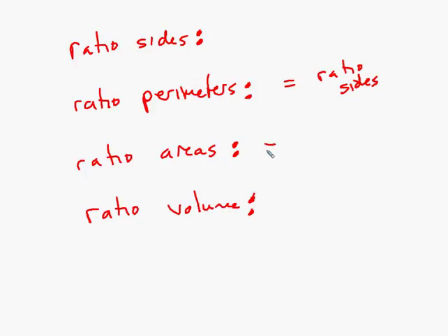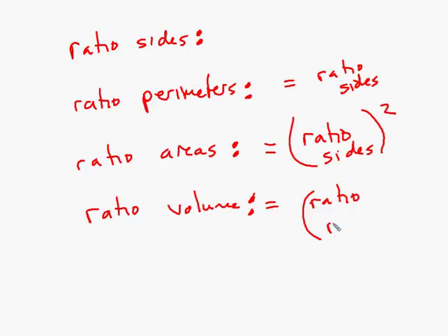The ratio of the areas is going to equal the ratio of the sides, but squared. And we just talked about volume. Ratio of the volumes is going to be ratio of the sides cubed. Why? Because it's a cubic measure. We're counting the number of cubes. Why squared for area? Because we're counting the number of squares in a shape. In perimeter, well, that has to do with the sides anyway.